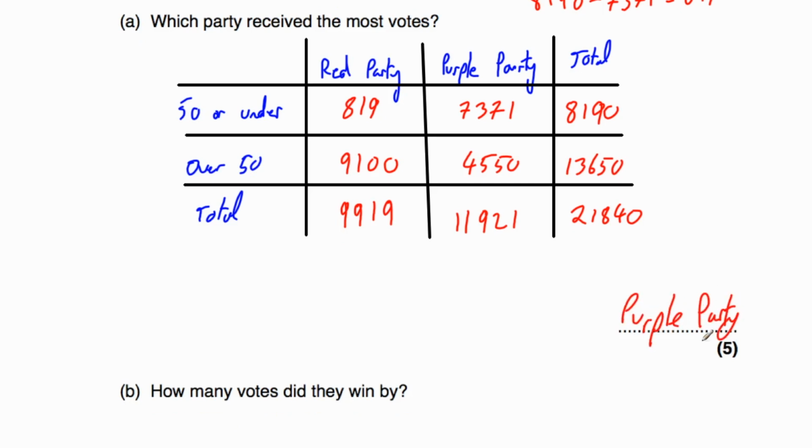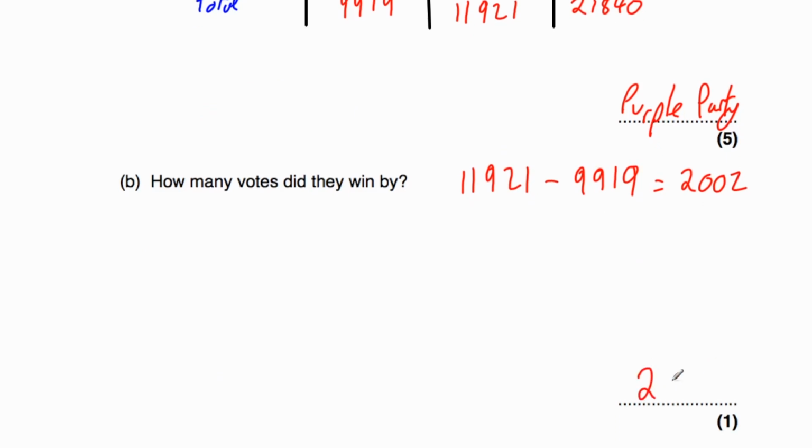And as you can see, that was a 5-mark question because it took us quite a bit of time to work it out. There's a lot of information there. And part B says, how many votes did they win by? Well, that's how many more votes than the Red Party they got. So if we do our 11,921, subtract 9,919, that'll tell us how many they won by. So 11,921 subtract 9,919, and that's equal to 2,002. So they won by 2,002 votes. So let's write that down, 2,002. And that's it.